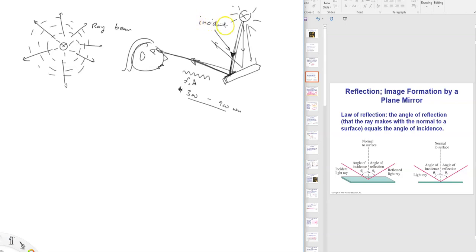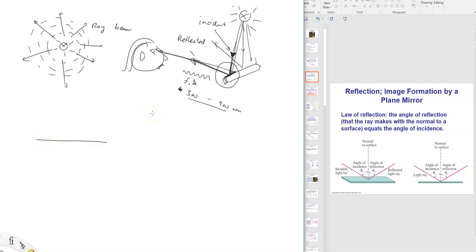Incident. This is reflected. So you have incident light, it hits the surface, and gets reflected. So let's talk about this process right here in detail. Here we have a plane surface, so I'm going to draw it here.